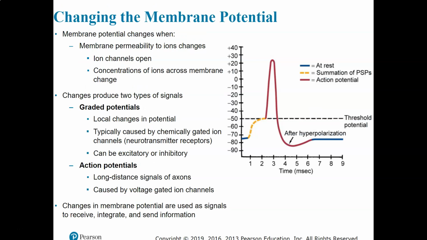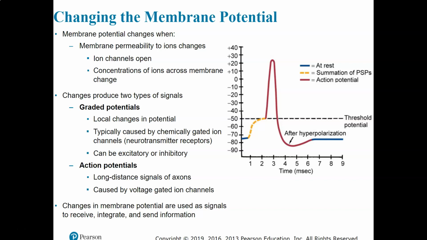The membrane potential changes when the membrane permeability to ions changes. And that happens when ion channels open or close. The opening or closing of the ion channels changes the concentration of ions across the membrane, and that produces a change in the membrane potential. We call these changes in the membrane potential either graded potentials or action potentials.